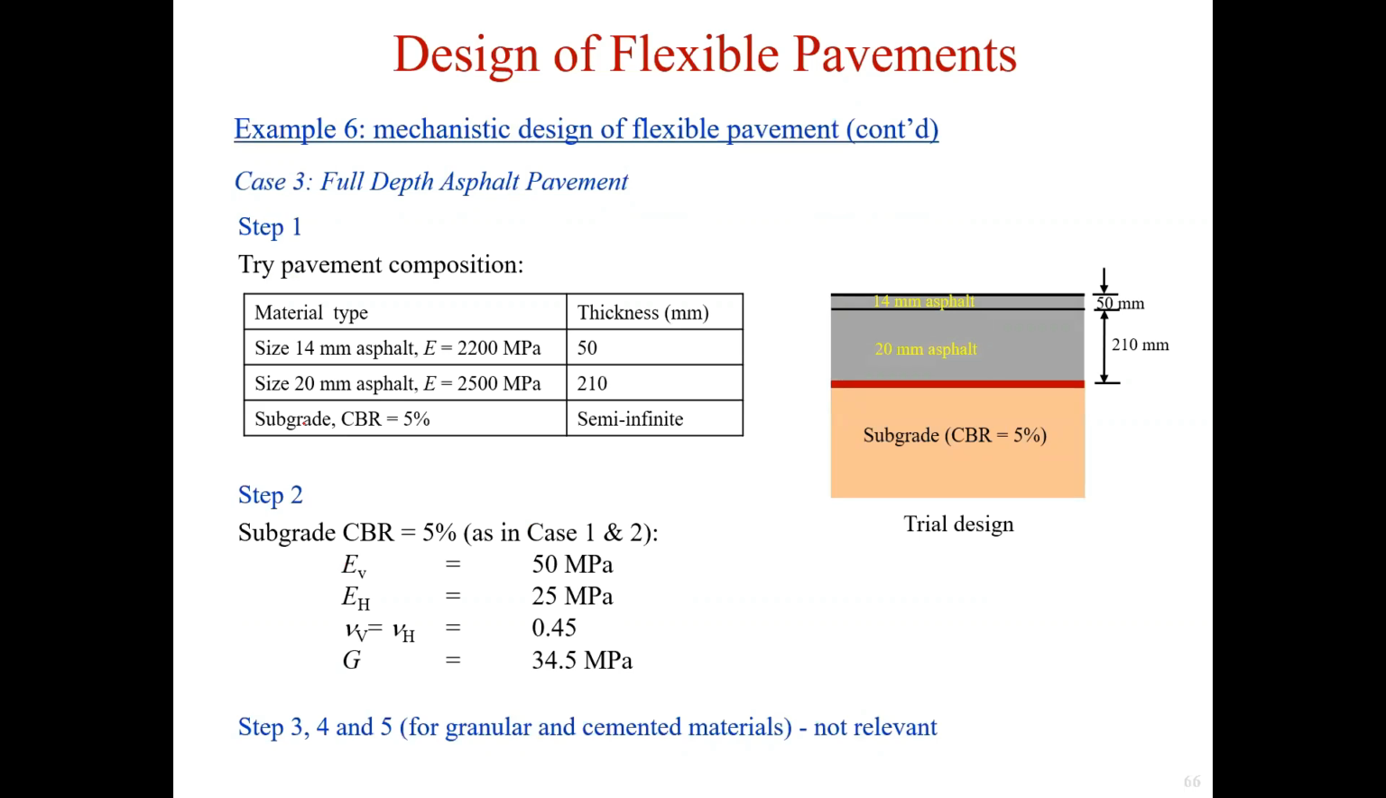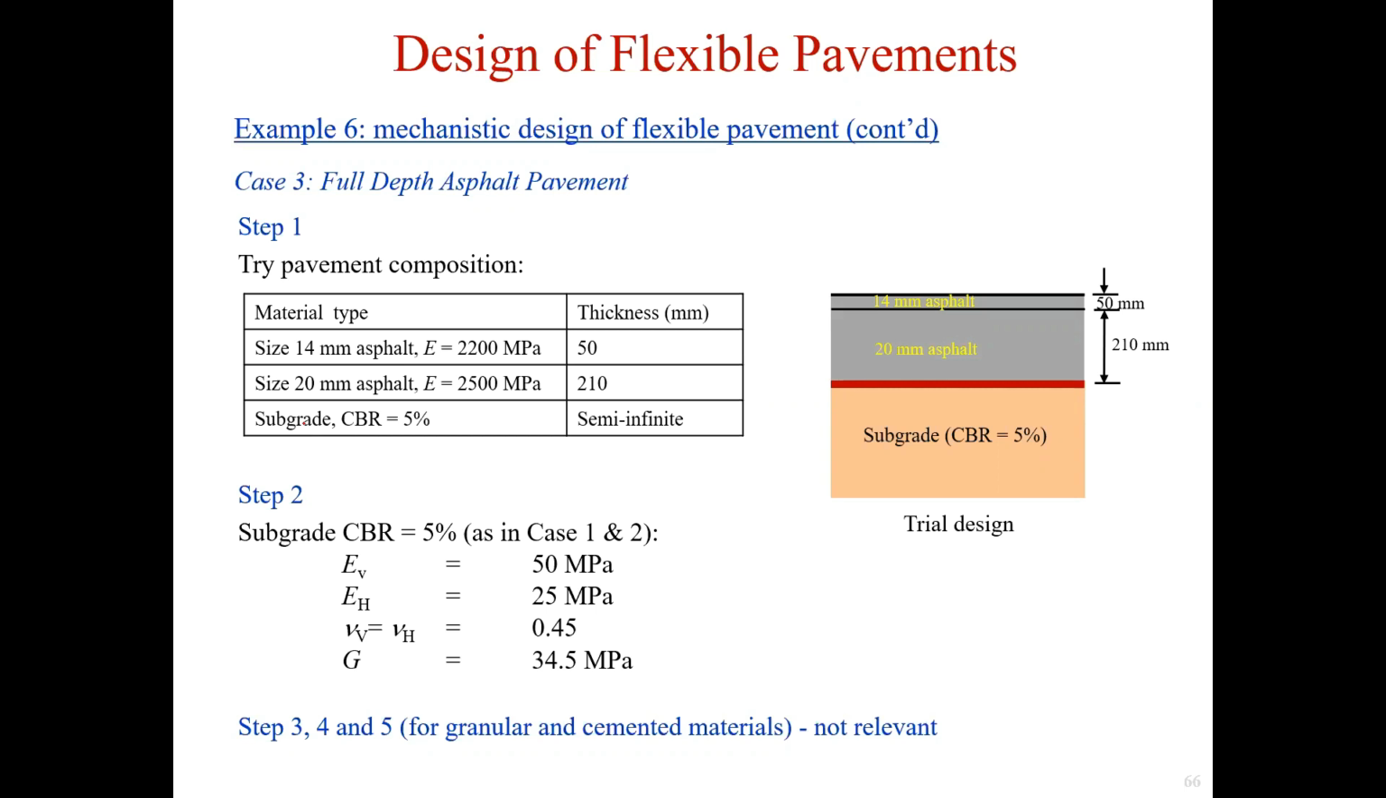Now let's see case 3, the full depth asphalt pavement. There are thick asphalt layers directly above the subgrade. Again, step 1 is to try pavement composition. We have size 14 asphalt and size 20 asphalt and subgrade with CBR of 5%.